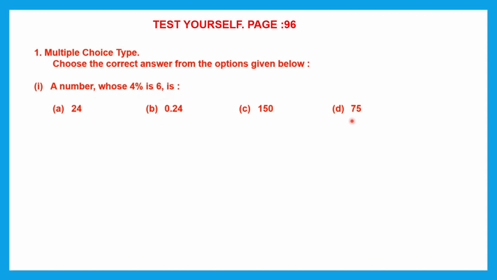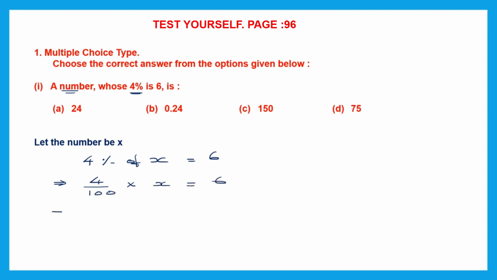What is that number? So let us consider that number to be x. That means it says 4% of that number. So 4% of x, because we're considering that number to be x, is already given to us as 6. So now we can find the value of x. So we can say 4% is 4 by 100 into x is equal to 6. Now we're going to find the value of x. So x will be 6.